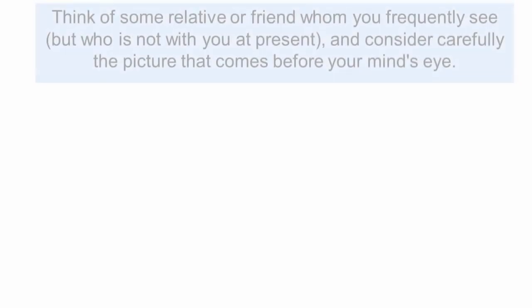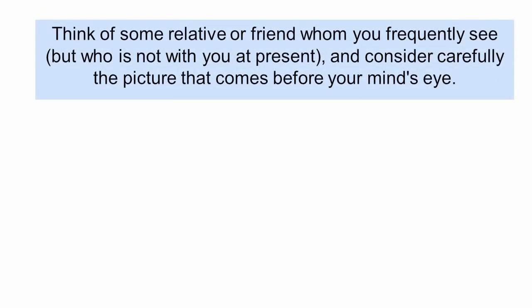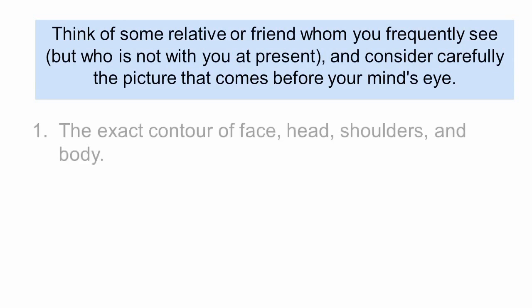All right, so for the first 4, I want you to just pick a friend or a relative, somebody that you are very familiar with and you frequently see, but they're not with you right now. So just think of this person that you know and try to, as vividly as you can, imagine the exact contour of their face, head, shoulders, and body. So what does that person look like?